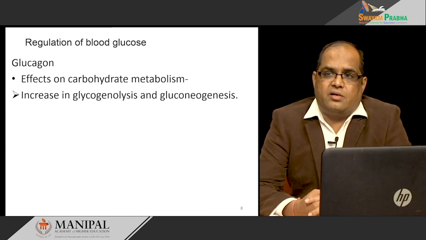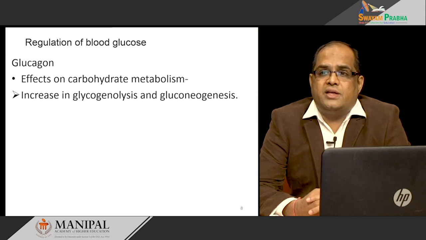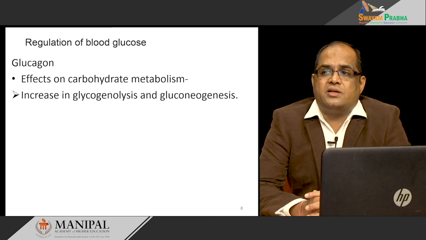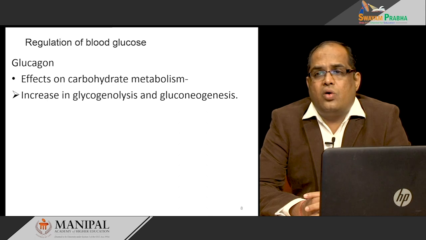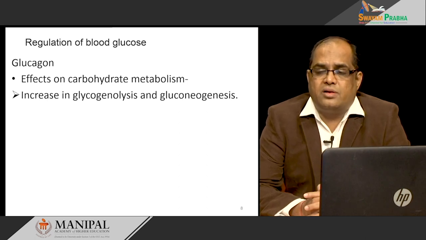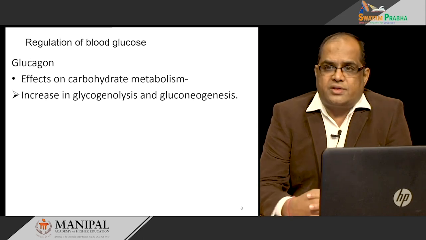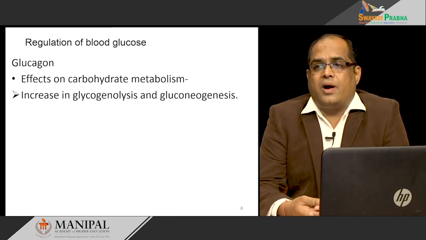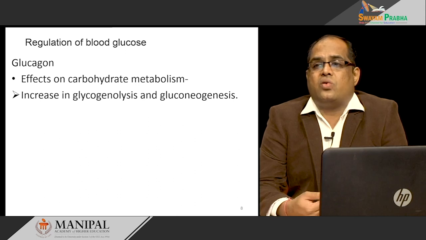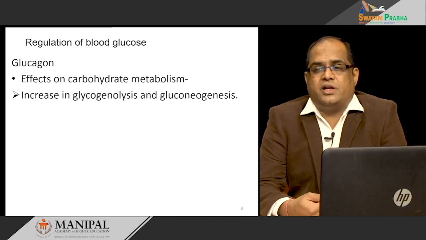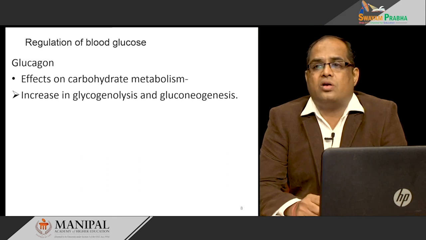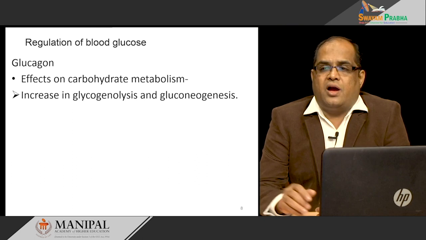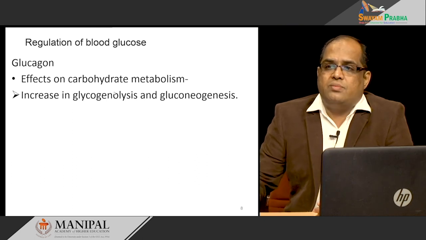The first is the effect on carbohydrate metabolism. It increases glycogenolysis and gluconeogenesis, because glucagon is released during a low blood glucose condition. The body glucose level is low, so the body is trying to increase the glucose level by breaking down already stored glycogen. During the well-fed condition, excess glucose is stored as glycogen in the liver. That glycogen is broken down by glucagon during the fasting condition, and that provides the glucose to the blood.